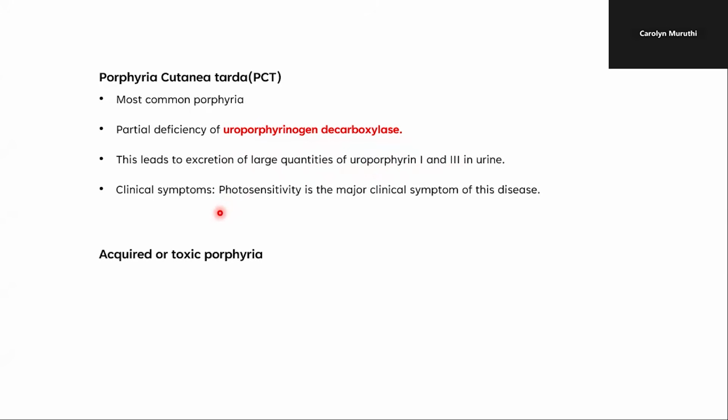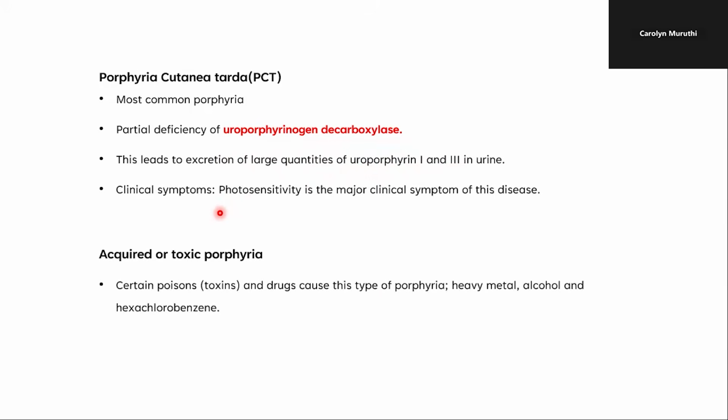We have what we call acquired or toxic porphyria, and this is due to certain poisons or toxins and drugs, including heavy metals and alcohol. We also have drugs such as steroids, oral contraceptives, and pesticides, which result in acquired porphyria.